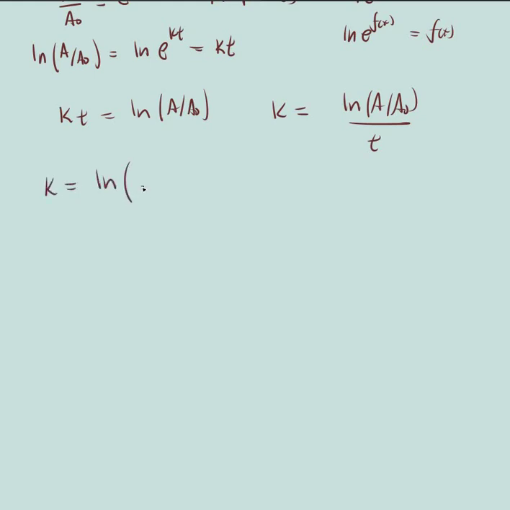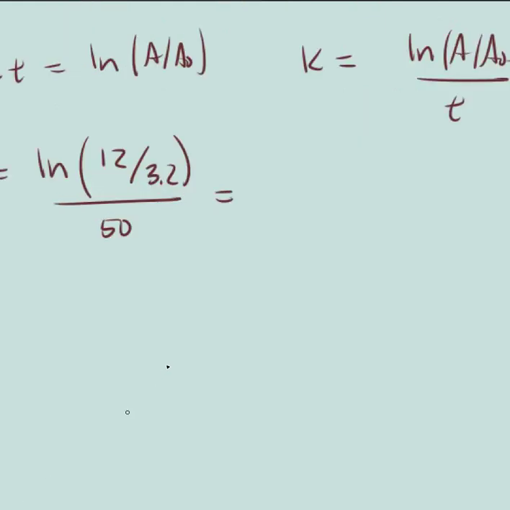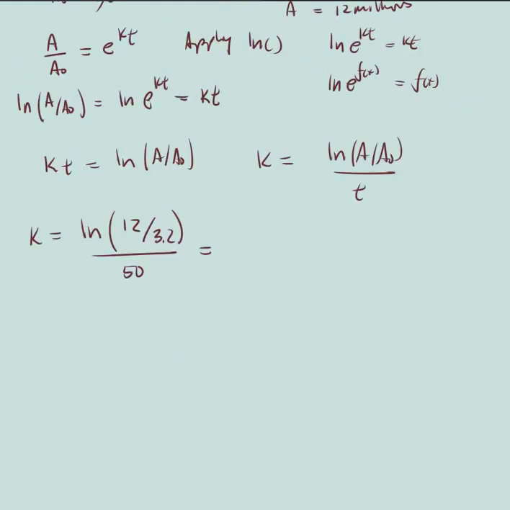So substituting the numbers here, we get k is equal to what? Natural log. Instead of using the 12 millions and the 3.2 millions, let's use 12 divided by 3.2, because both are millions. The millions cancel, or it will be 10 to the 6, divided by t, which is 50. And if you do this, the answer is going to be 0.026.